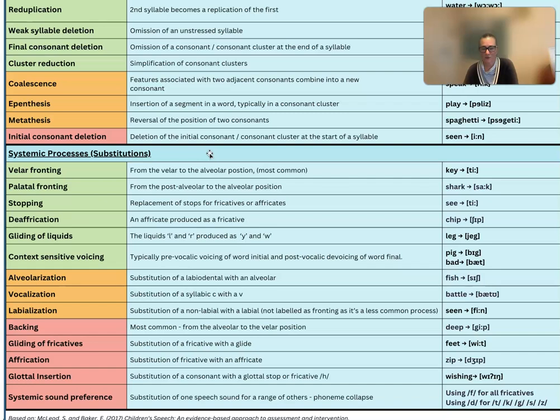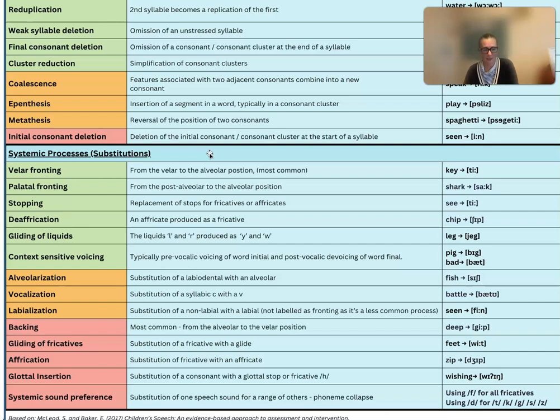So you're getting devoicing of word final consonants. So in this example, we've got bad going to bat. So that voiced plosive going to your voiceless alveolar plosive there. So that's typically what children do in that way round. So they'll voice at the beginning and they'll devoice at the end. Then you're going into the typical but a little bit less common ones.